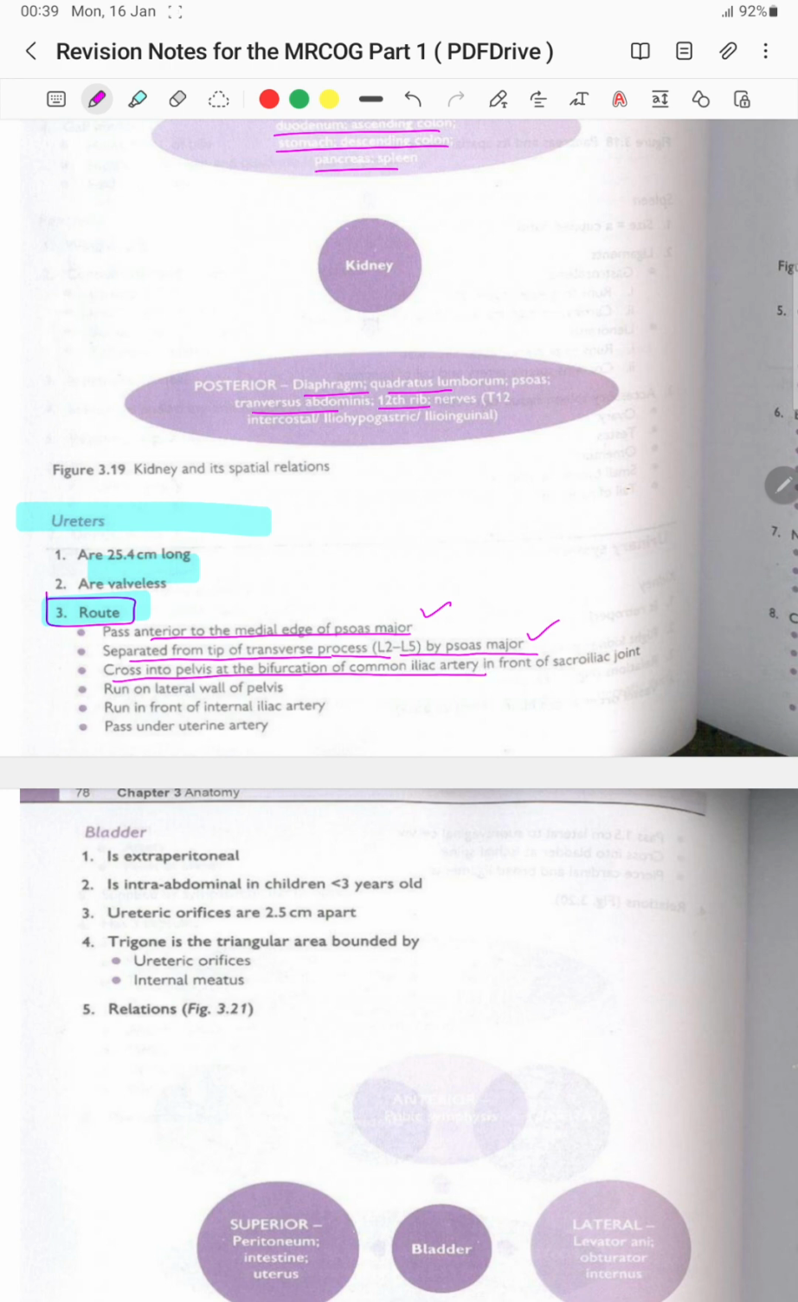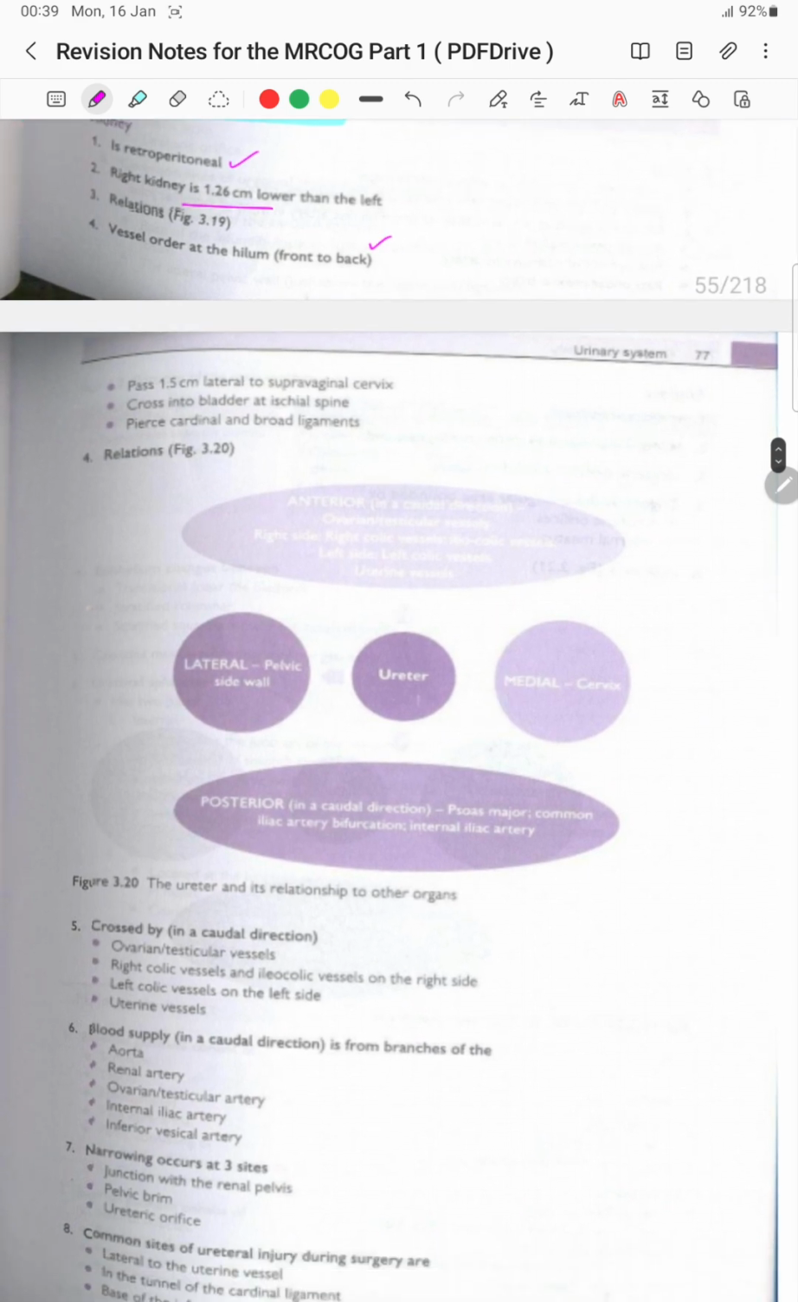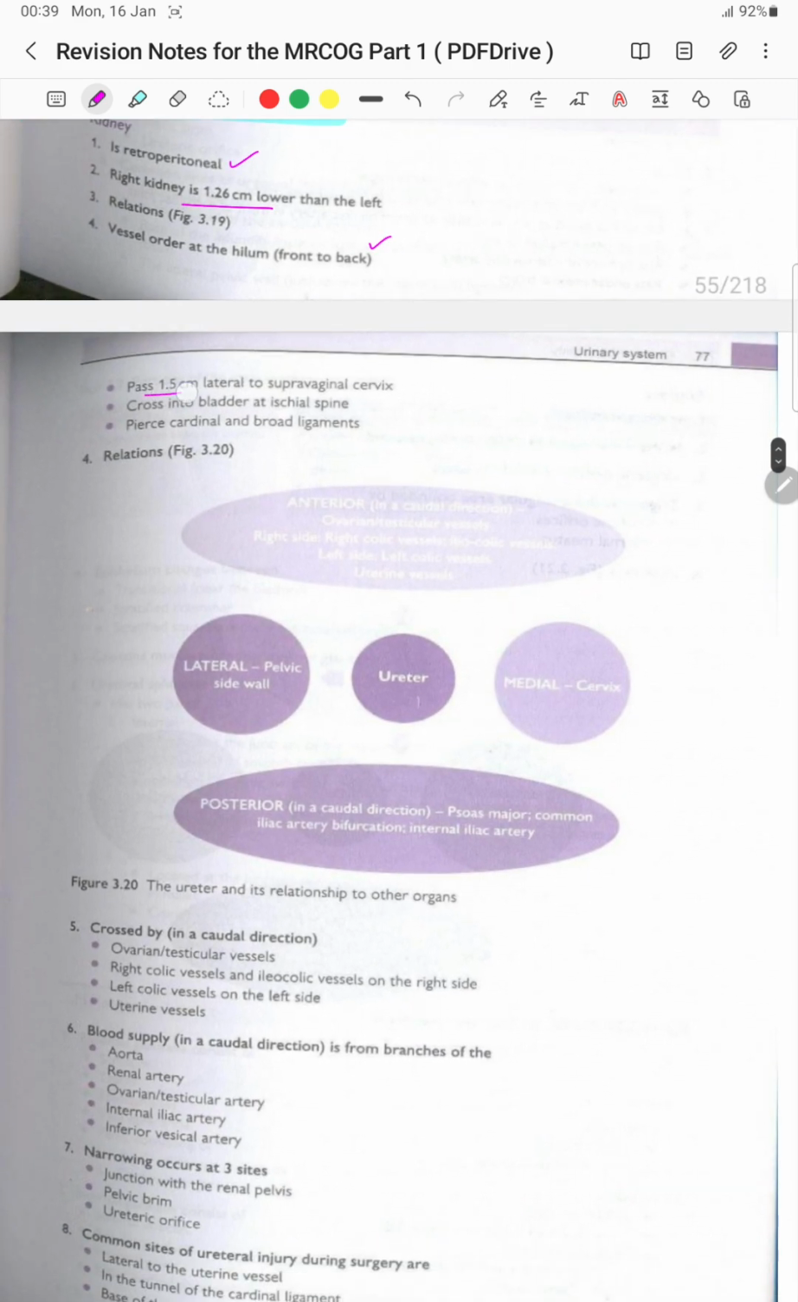common iliac arteries in front of the sacroiliac joint, and they run on the lateral wall of the pelvis. They run in front of the internal iliac artery, and they pass under the uterine artery, and then pass 1.5 centimeter lateral to the supravaginal cervix, and they cross into the bladder at the ischial spine, and they pierce the cardinal and the broad ligaments.